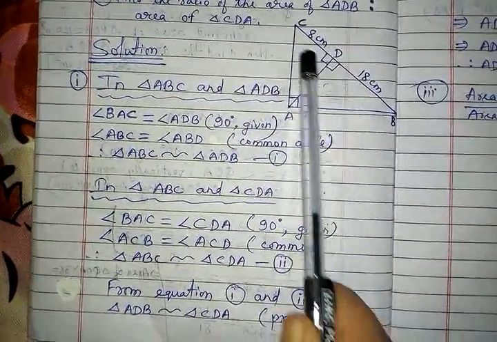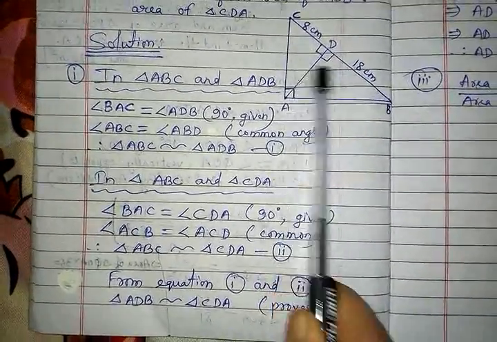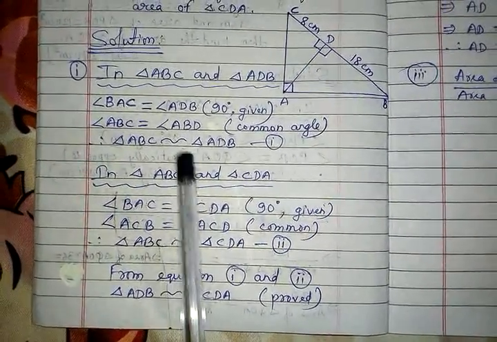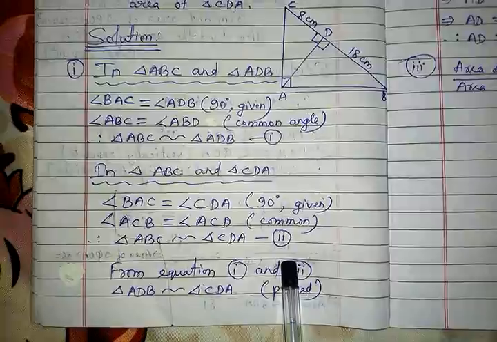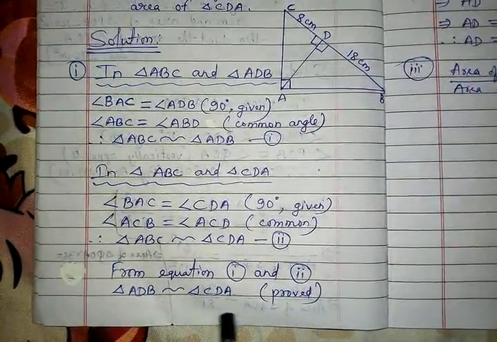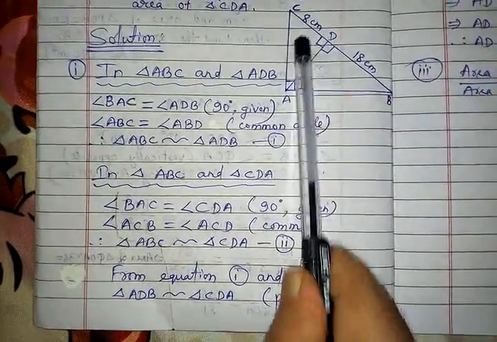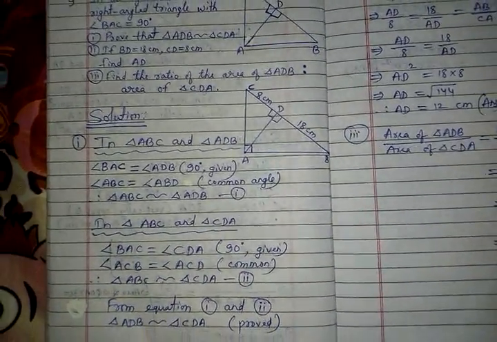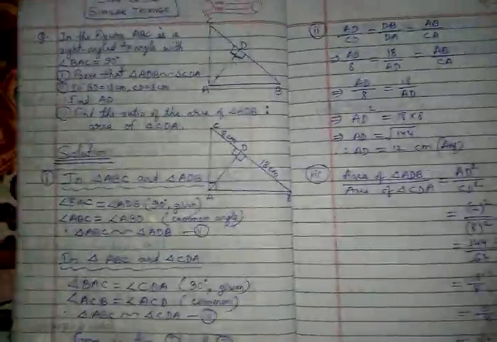So that means we could not prove that these two triangles are similar directly, but when we compared with triangle ABC, then we had a connectivity, and that way now finally we could prove that these two triangles are similar. So question number 1 has been proved. Directly we are not able to prove, but indirectly we are able to prove.